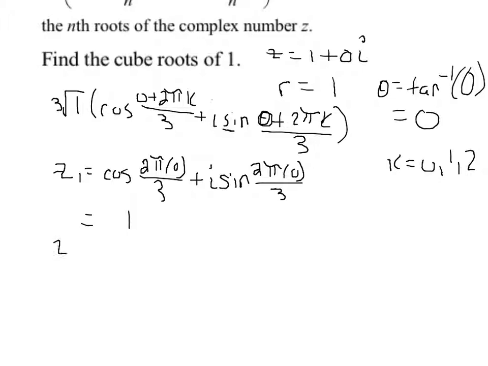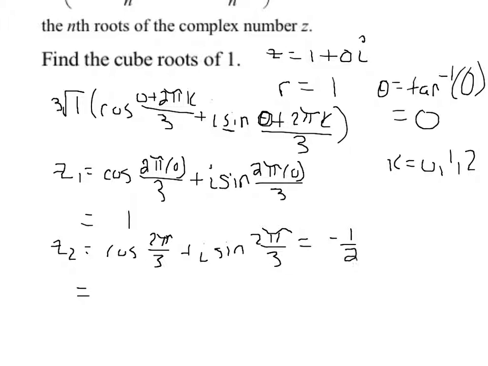So then you go z2 equals cosine 2 pi divided by 3 plus i sine 2 pi divided by 3. So z2 would equal, we'll just keep it going, negative 1/2 plus i times square root 3 over 2.